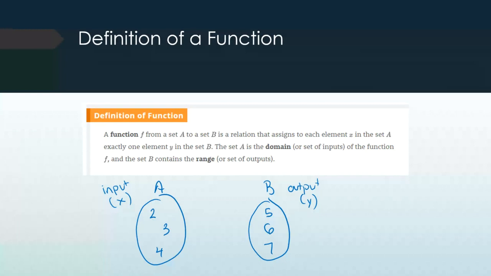So if my input is 2, if I have x equals 2 and I plug that into the equation, and let's say it gives me y equals 6, there's only one output there, so that fits. And so let's say 3 goes to 5 and 4 goes to 7. What makes it a function is that no matter what input you plug in, you always get only one output.